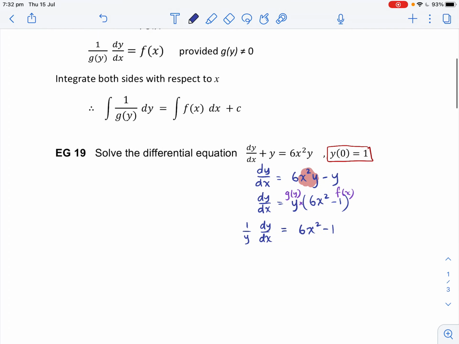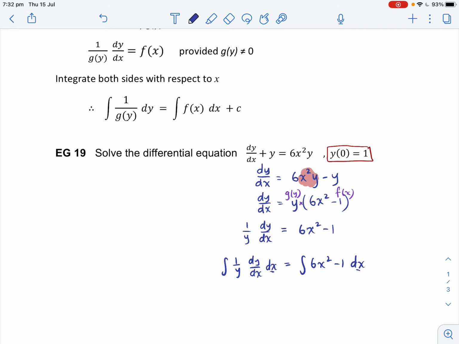Now I've completely separated my variables. I've got my x's on the right hand side, and my y's on the left hand side. I can now go about solving the differential equation. When we're solving equations, we can do whatever we want as long as we do the same thing to both sides of the equal sign. So on the left hand side, I am going to find the integral with respect to x, and on the right hand side, I'm going to find the integral with respect to x. So they both have a dx in it.